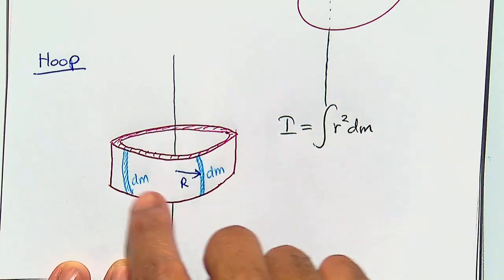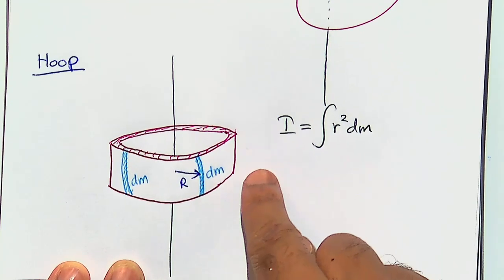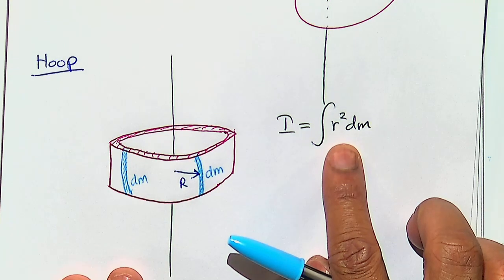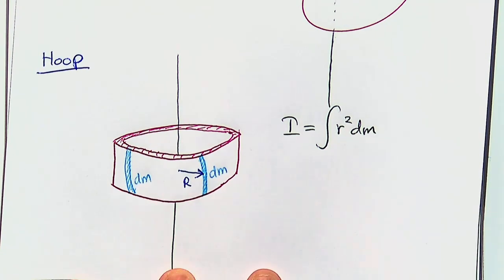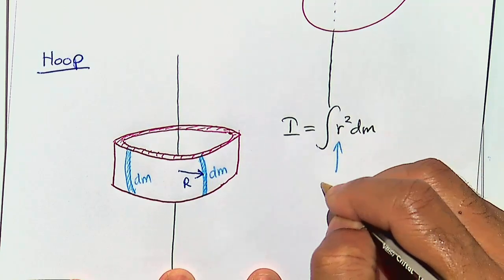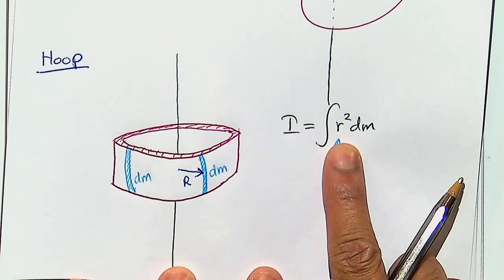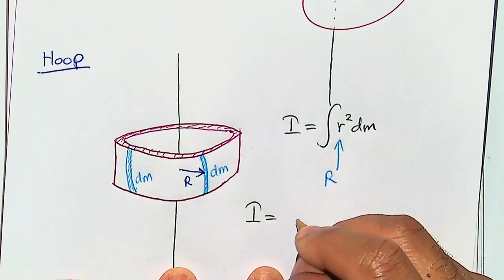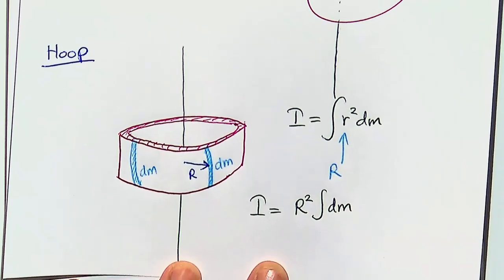You have to break up the hoop and actually add up all the dm's. This is just one dm, and you go around the hoop and add up all the little dm's. When you do this, you realize that every time, the r is just big R, the radius of the hoop. So that r is the same for all the dm's. That means it's a constant, which means I can pull it out of the integral. What I'm left with is r squared times the integral of dm.